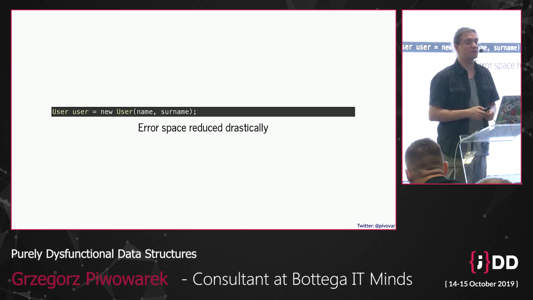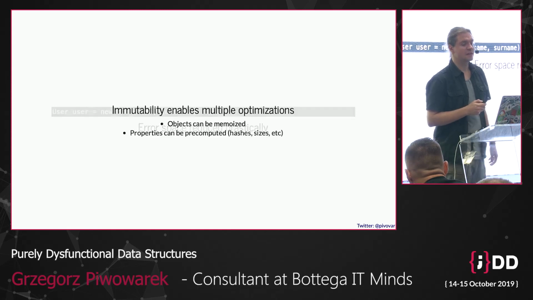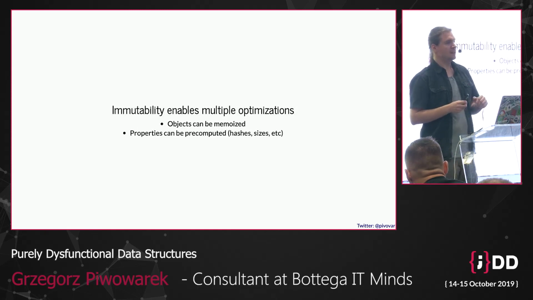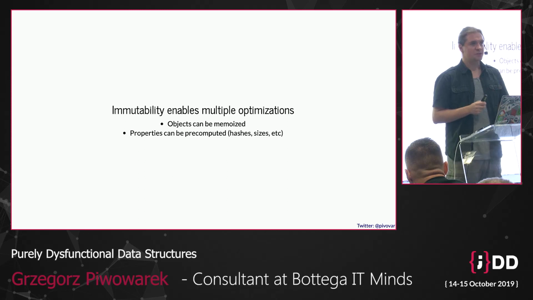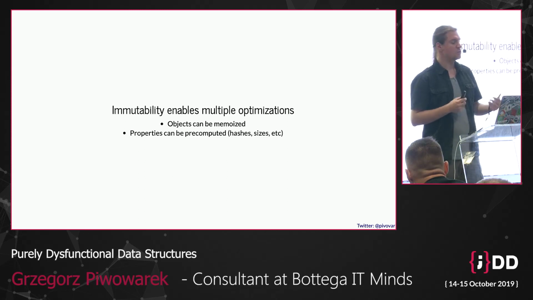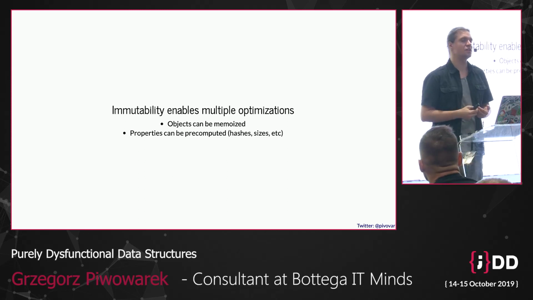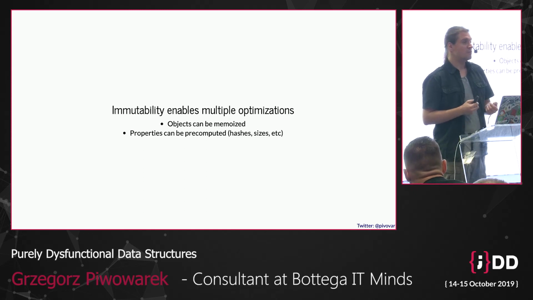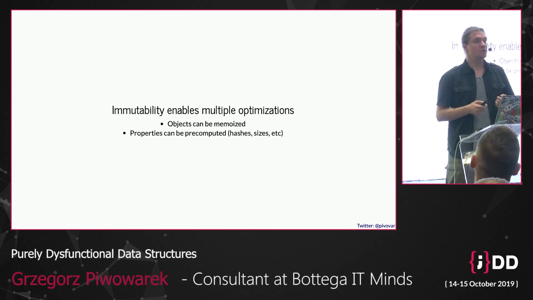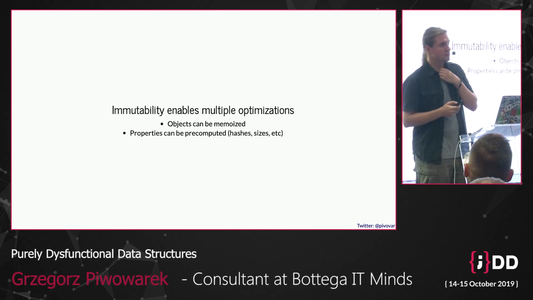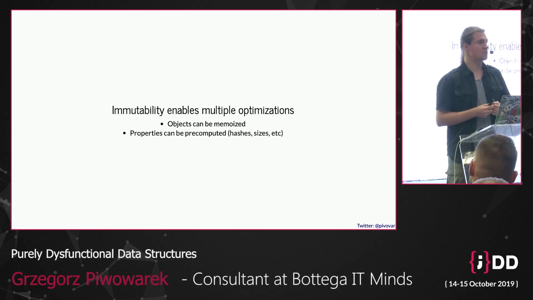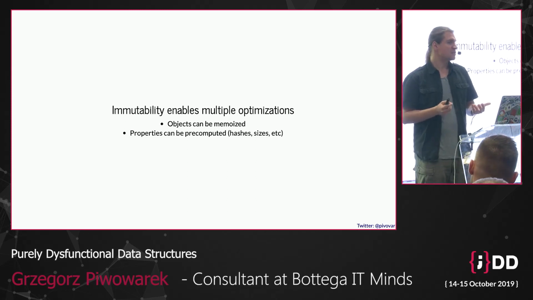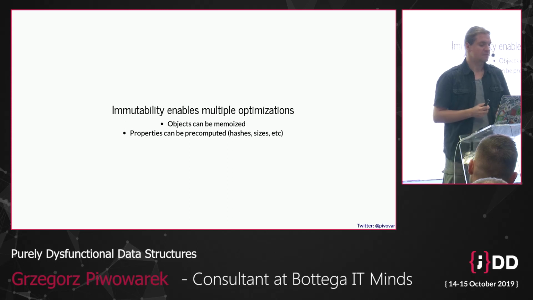But immutability is also quite cool because it enables multiple different optimizations. Imagine if you know that your object is immutable, which means it can't change over time. Well, it can be pretty much memoized. Because if you know that your user named John is always the same user named John, why not just memoize it and reuse it in many different scenarios?